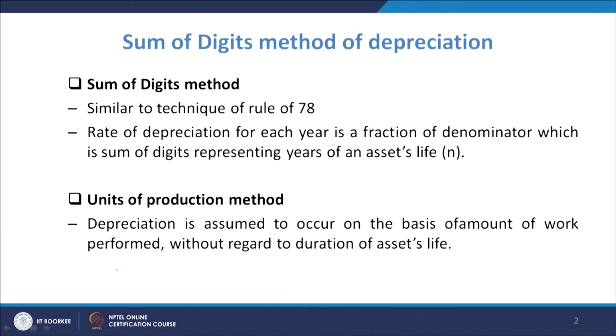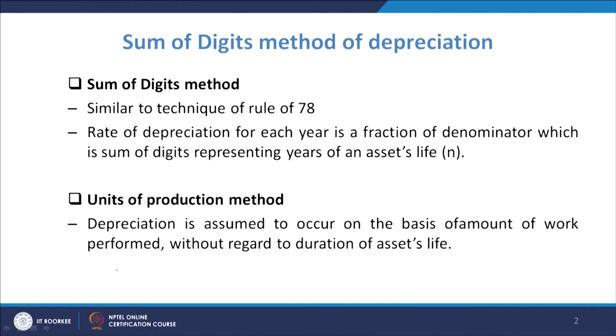The sum of digits method is similar to the technique of the rule of 78, as we had seen. In the case of the rule of 78, when we have to calculate for 1 year, being 12 months, we calculate 12 into 13 by 2, and that way we get 78. Similarly here, the rate of depreciation for each year is a fraction whose denominator is the sum of digits representing the years of an asset's life.